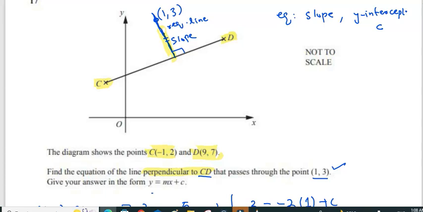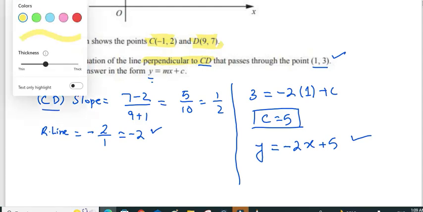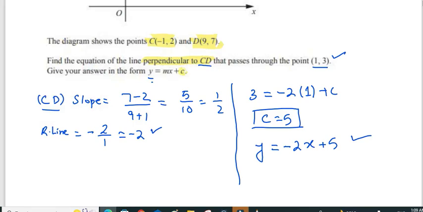From the equation y = mx + c, what did I do? I first of all find out the slope of CD. The slope of CD is found by y2 minus y1, that's 7 minus 2, and x2 minus x1, 9 minus minus 1, so it became added together. The final answer is 5/10, and the slope of the line CD is 1/2.